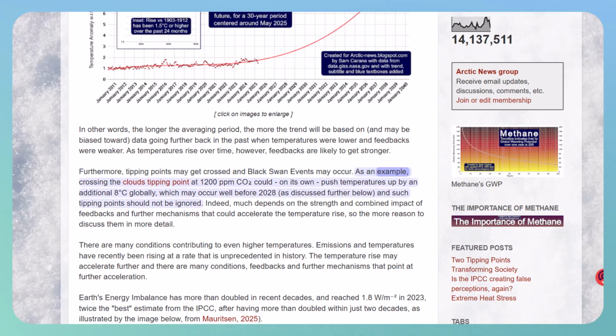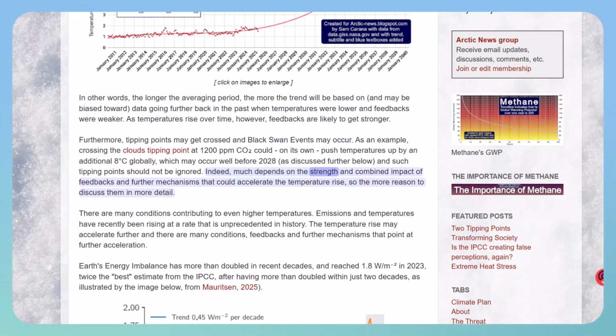As an example, crossing the cloud tipping point at 1200 ppm CO2 could, on its own, push temperatures up by an additional 8 degrees Celsius globally, which may occur well before 2028, as discussed further below, and such tipping points should not be ignored. Indeed, much depends on the strength and combined impact of feedbacks and further mechanisms that could accelerate the temperature rise, so there is more reason to discuss them in more detail.